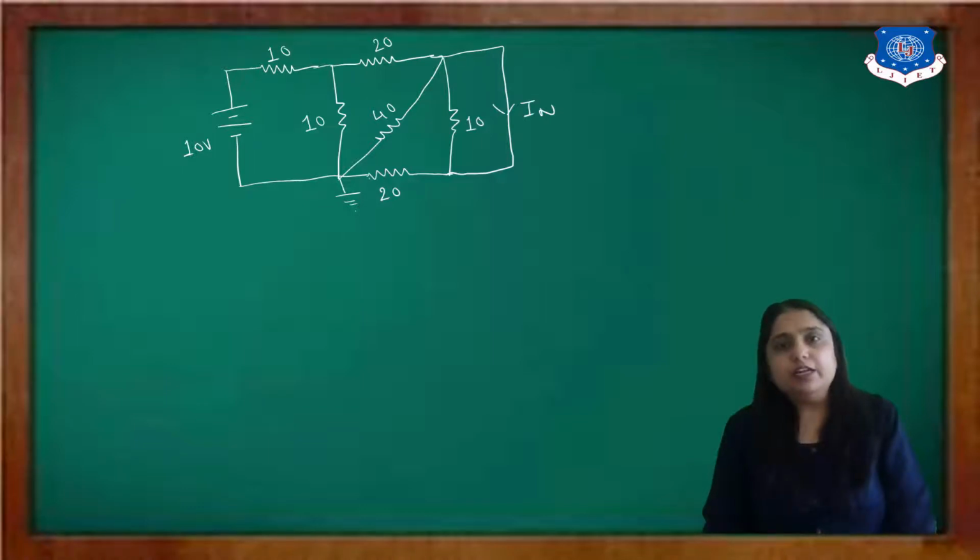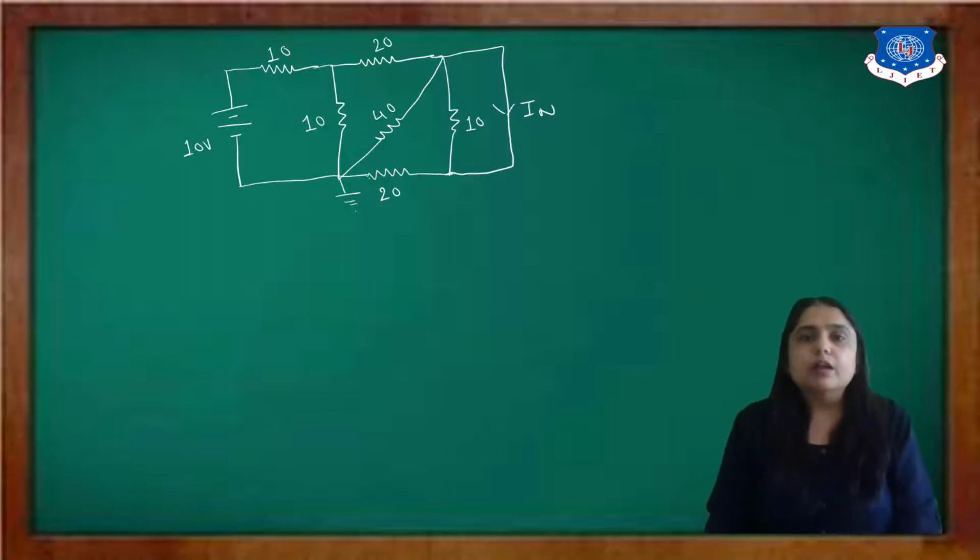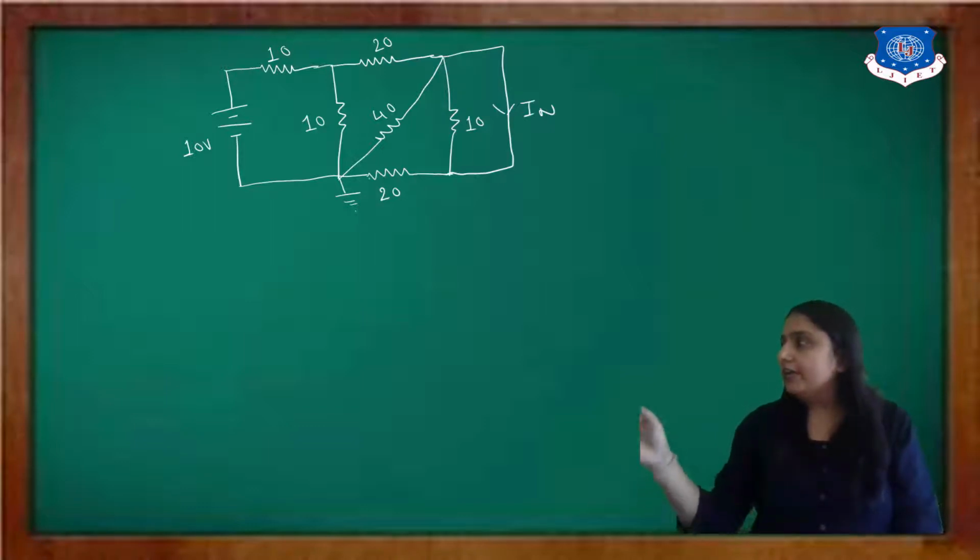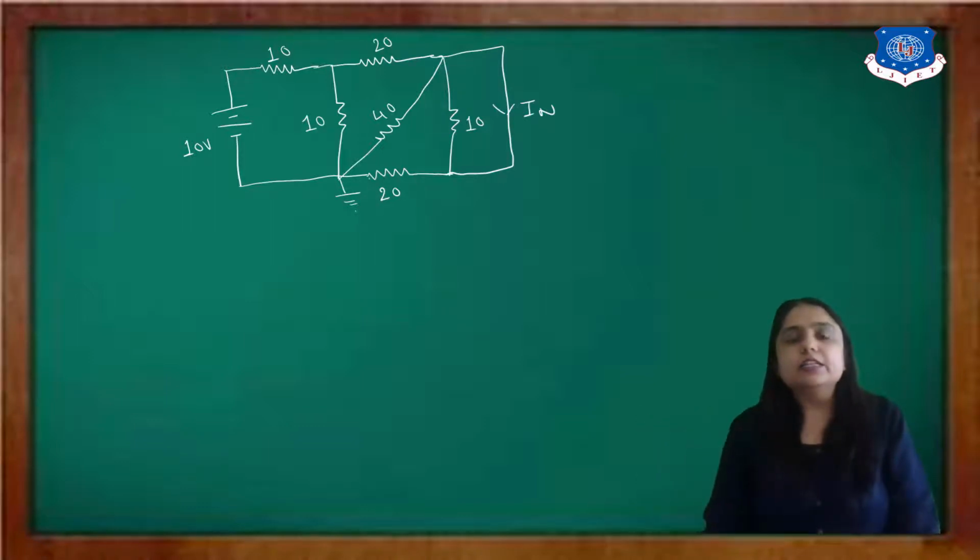Alright, definitely more current will pass through the 1 ohm compared to the 2000 ohm. But here we can ignore the resistance whenever we have another path with resistance equal to 0 ohm, or we can say it's a short circuit. So here we have a 10 ohm and this IN, that is a short circuit. So what can we do? We can easily neglect this 10 ohm resistance.